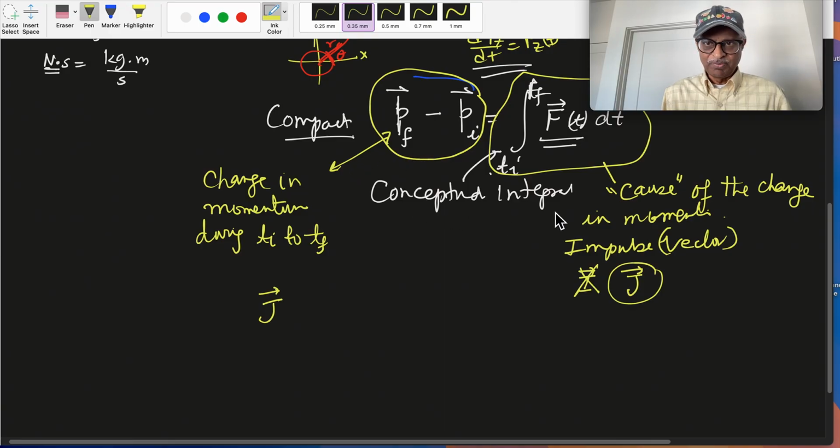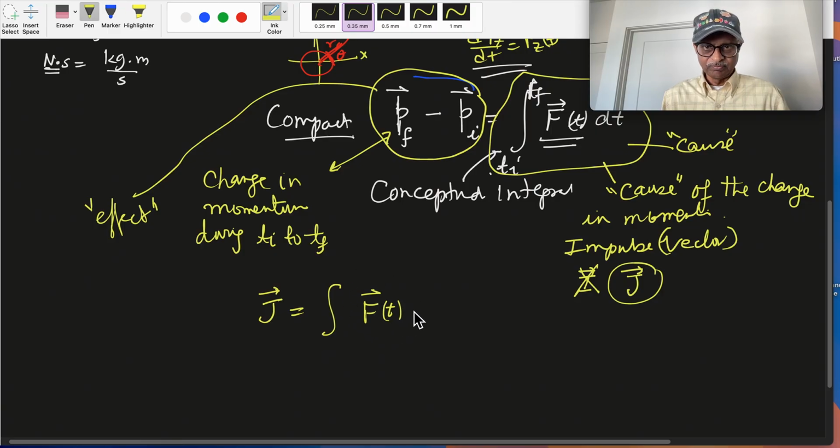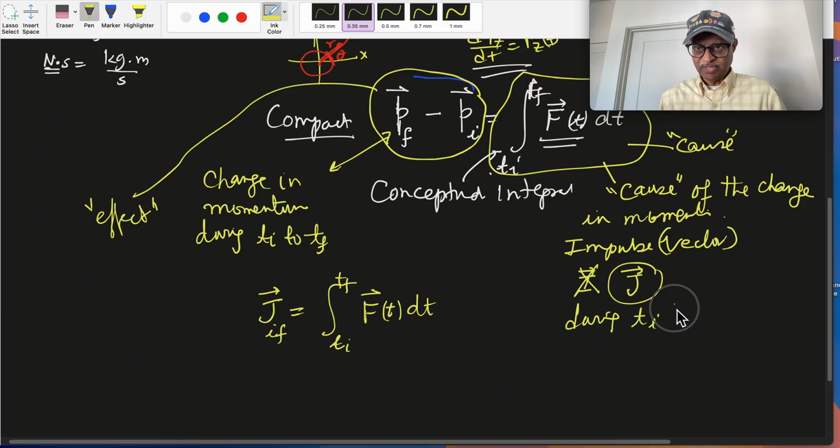So this is the so-called cause, and this stuff is the so-called effect. There's a fundamental relationship between cause and effect. Ti to Tf is a definite integral, so we can just say the impulse during Ti to Tf carries the information of what you did.